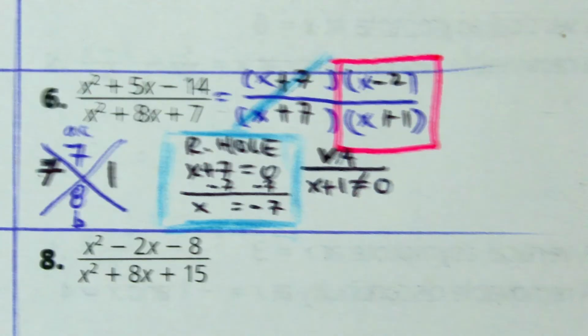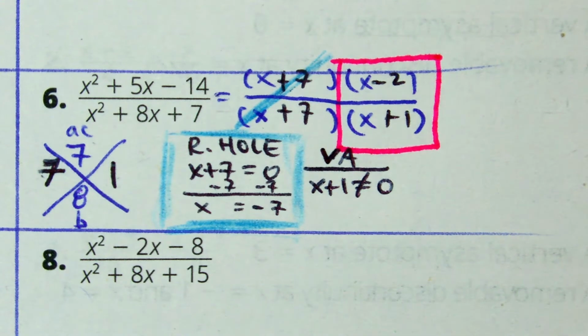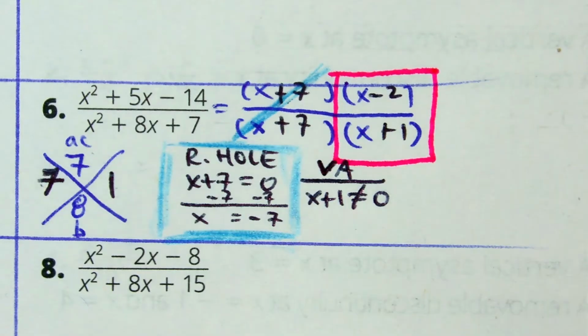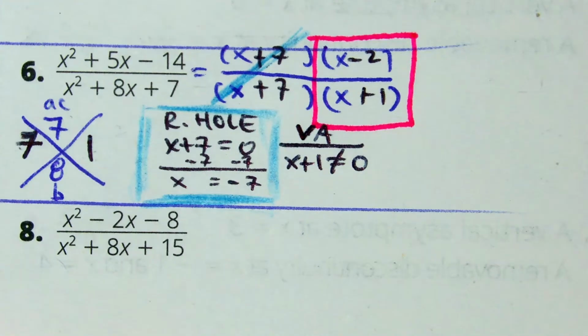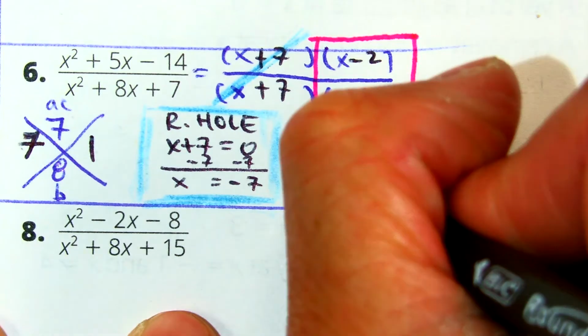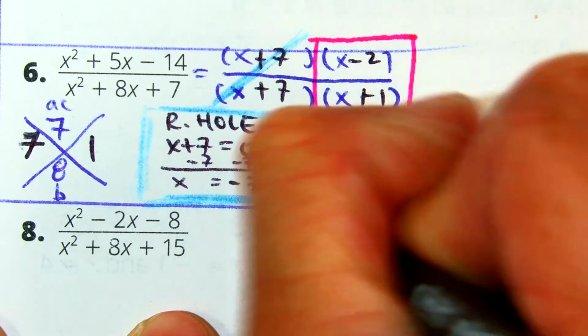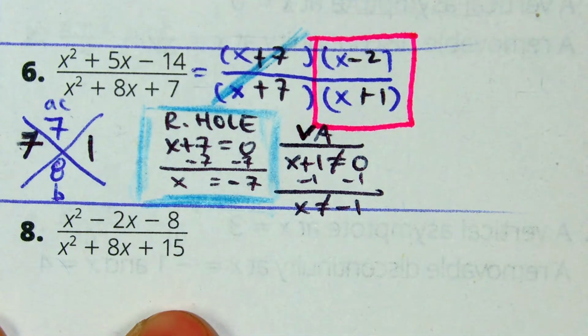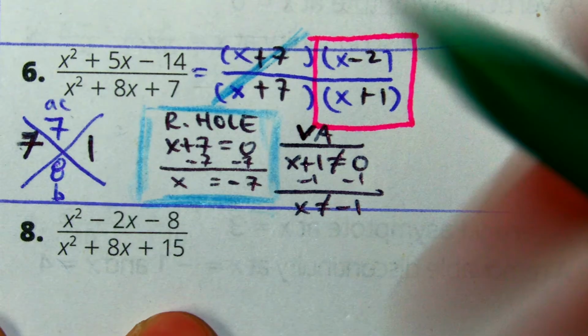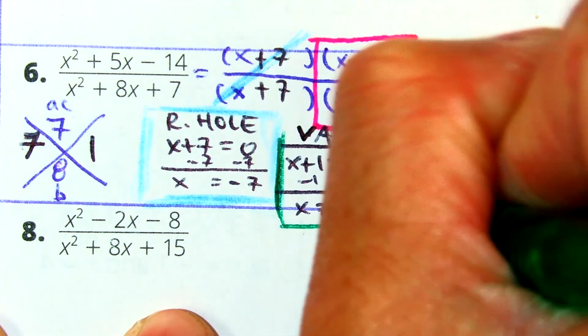Sounds kind of weird. You may have not seen this math symbol before. But just pretend it's like an equal sign. Class, how do you solve for x? Subtract 1. X is not equal to negative 1. Okay? Let's pick a different color to put this in. Let's use green.